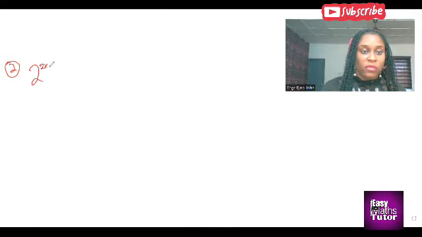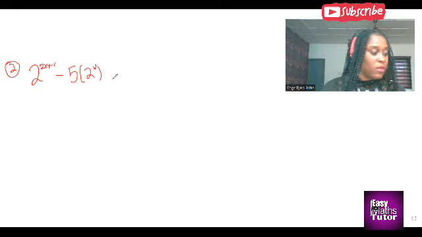So we have 2 raised to the power 2x plus 1 minus 5 times 2 raised to the power x plus 2 equal to 0.